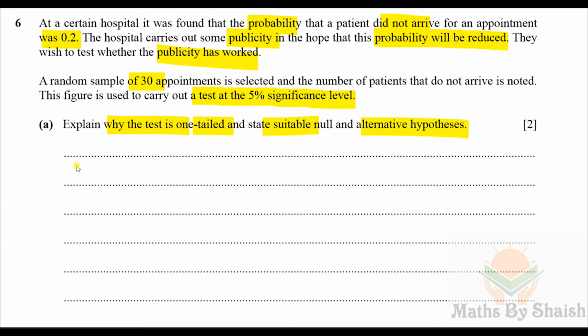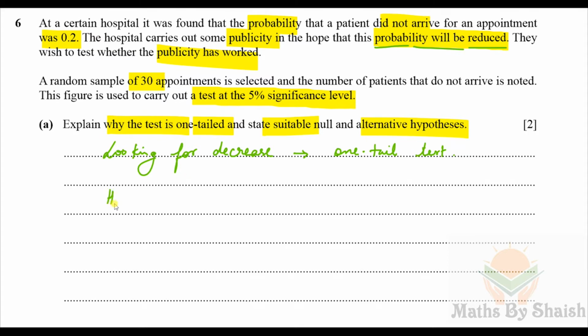So first, we have to explain why it is one-tailed. Since we are finding the probability, we are only going to test for the reduction, or decrease. We are only looking for a decrease. That's why it is a one-tailed test. Now, the suitable null hypothesis and alternative hypothesis.